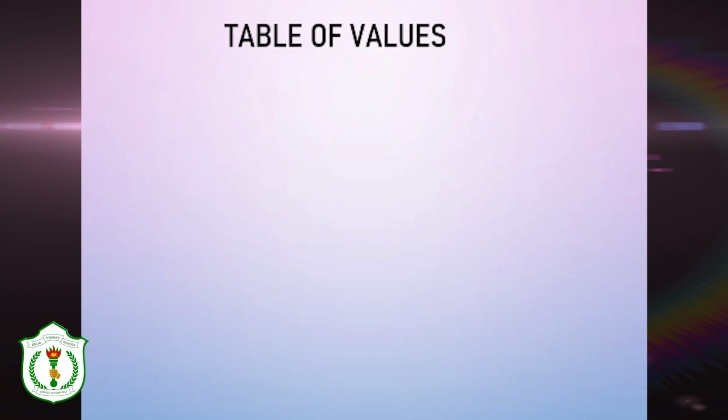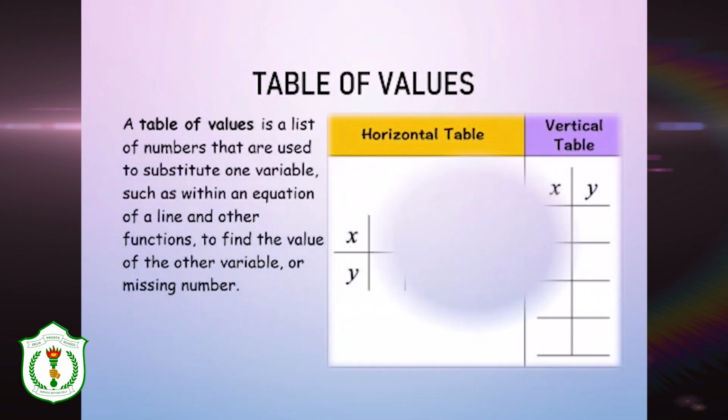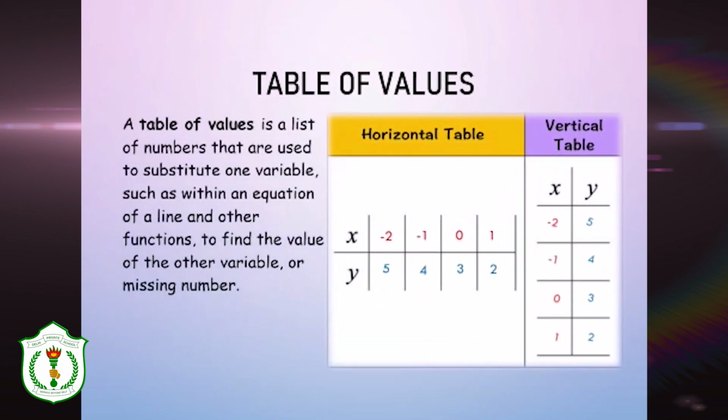Table of values. A table of values is a list of numbers that are used to substitute one variable within an equation of a line or another function to find the value of the other variable or missing number. These are examples of a table of values. This is a horizontal table and this is a vertical table. For example, I have these x values with me. I put them in a function and I get my y. So I can arrange this in my vertical table like this as well.